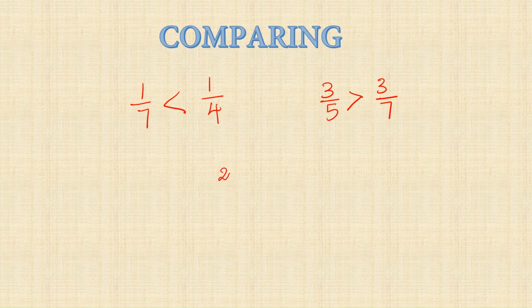Again take 2 upon 3 and 2 upon 4. Numerators are the same. The smaller denominator is 3. So 2 upon 3 is greater than 2 upon 4.